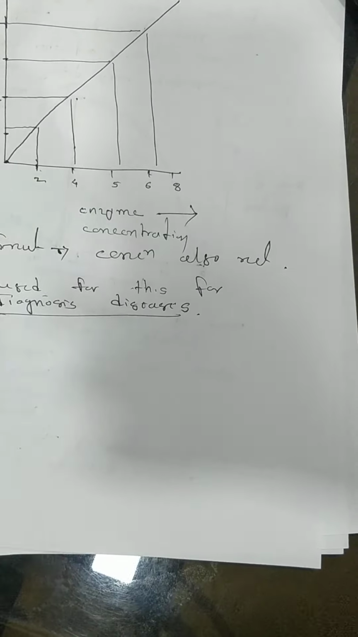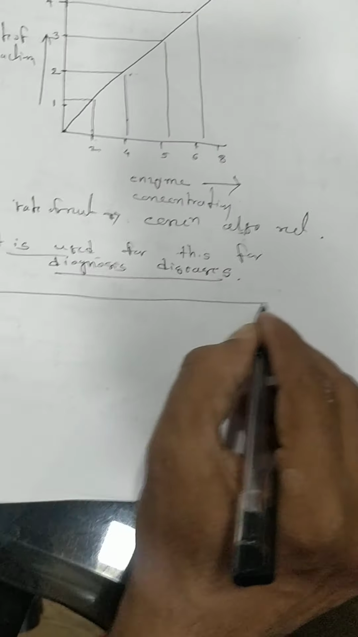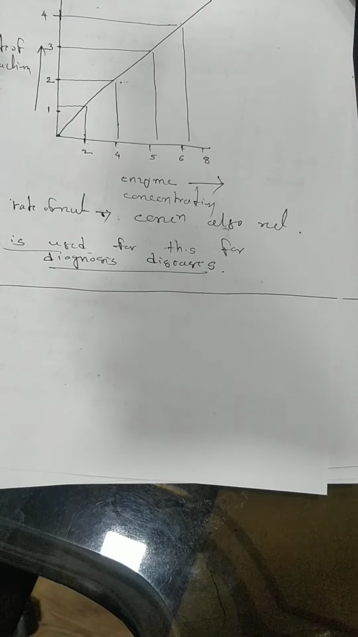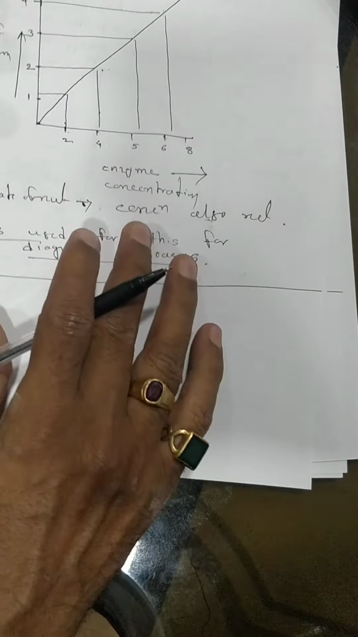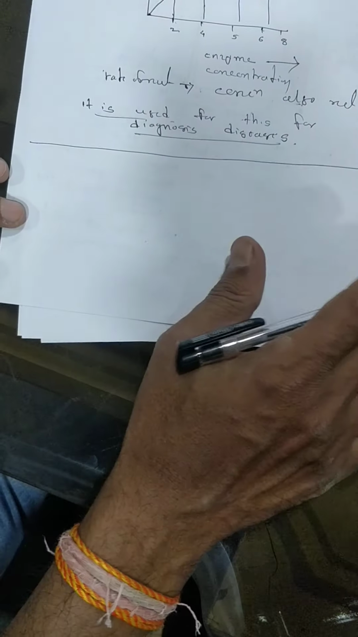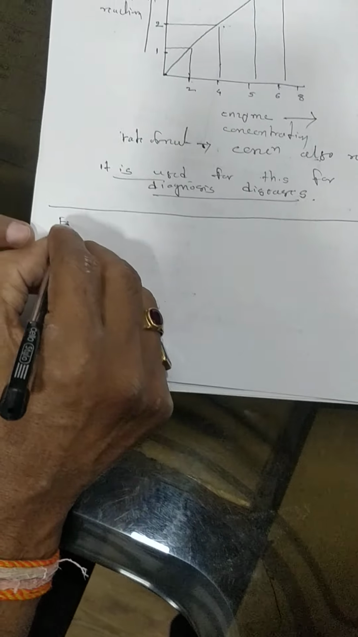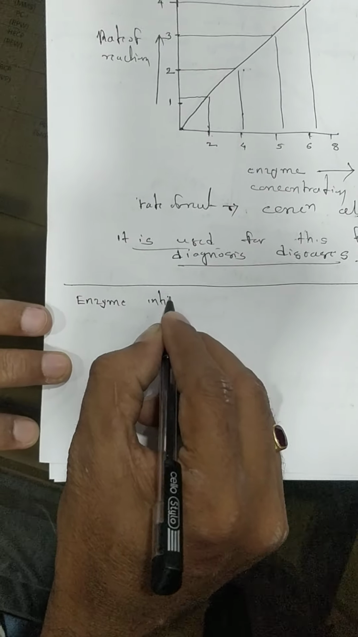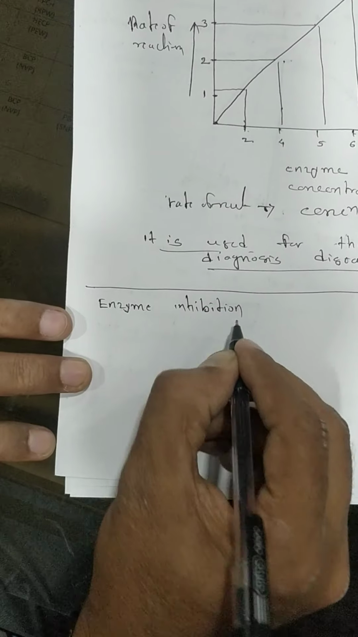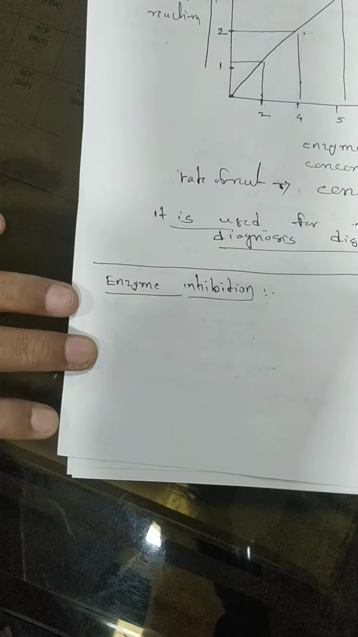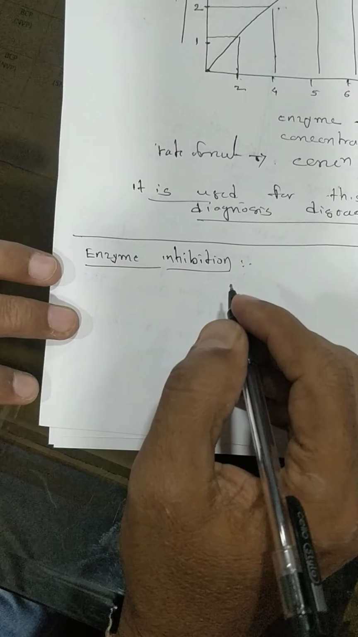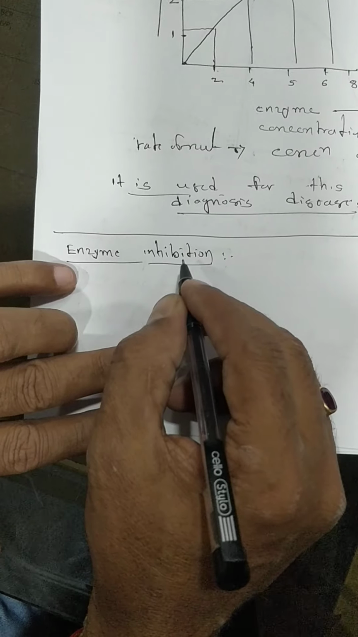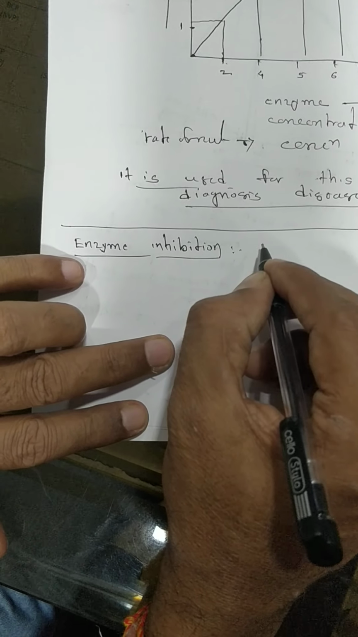Now the next topic, most important, is always asked in the annual examinations, most commonly: enzyme inhibition. You know from the previous lecture that inhibitors join to the enzyme and reduce its activity. Here it is the same. Enzyme inhibition means to stop the reaction.